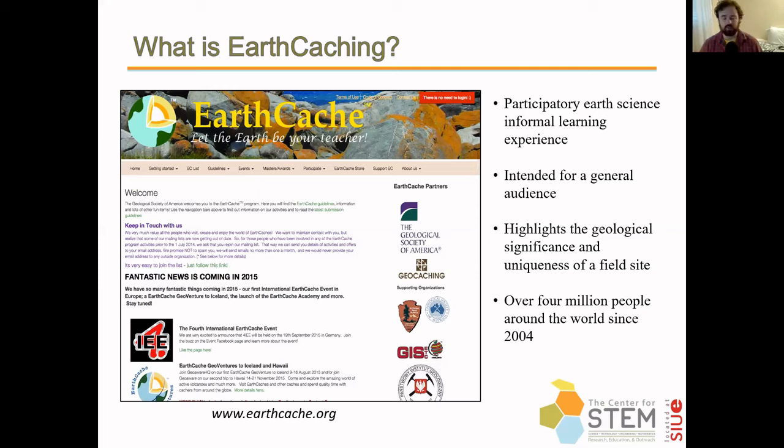When you get there, there's sort of a treasure there. Some toys that you can trade out, a logbook to write your name in, that sort of thing. With earth caching, instead you arrive and there's something that's geologically interesting or a lesson to learn, something to find out about, something to see in your backyard. It's very popular. There are a lot of people doing it around the world. It's been around since 2004, and we wanted to set up some around the SIUE campus.